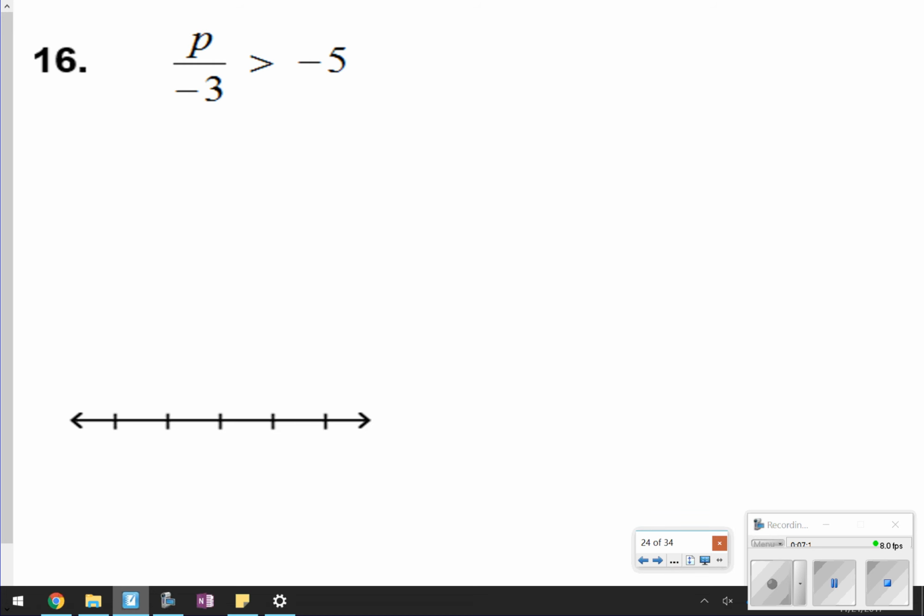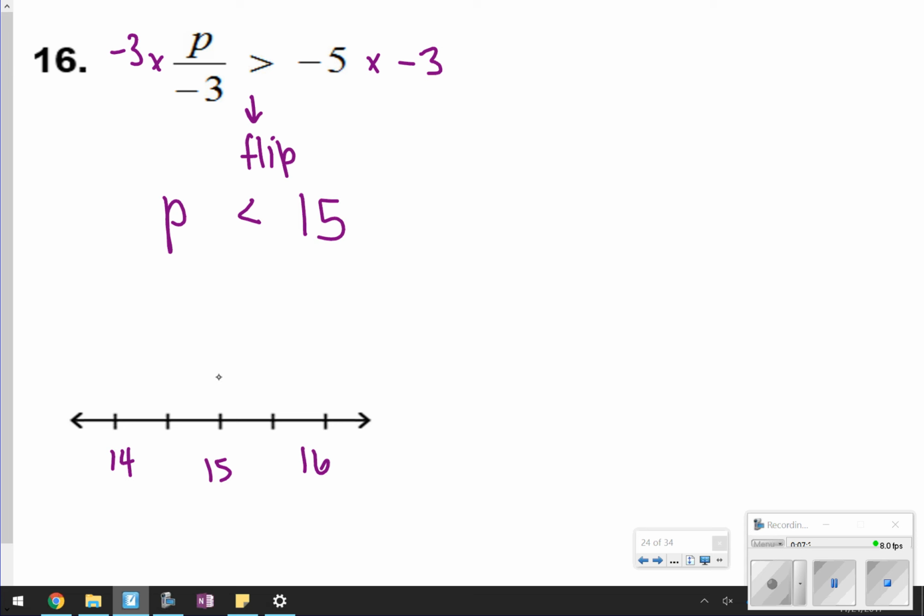Again, here for number 16, it looks like we're going to have to multiply by a negative number. And anytime you multiply by a negative number, you have to flip this inequality symbol so that greater than changes to less than. So P is less than 15. On my graph, I've got an open circle pointing to the left. Again, if you did not flip your inequality symbol, you had an open circle pointing to the right. Gotta remember to flip those.